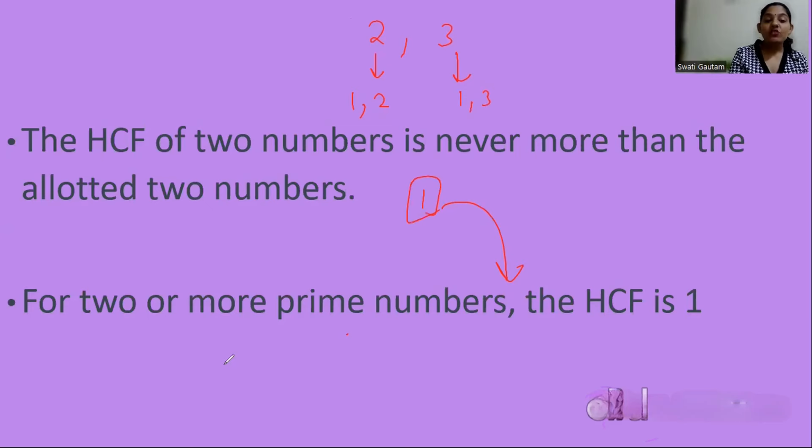Very important point which is not written here. You can't find the HCF of one number because you have to take the common factor, and taking a common factor is only possible when you have 2 or more than 2 numbers. Okay, the factor, right? So let's talk about the next part.